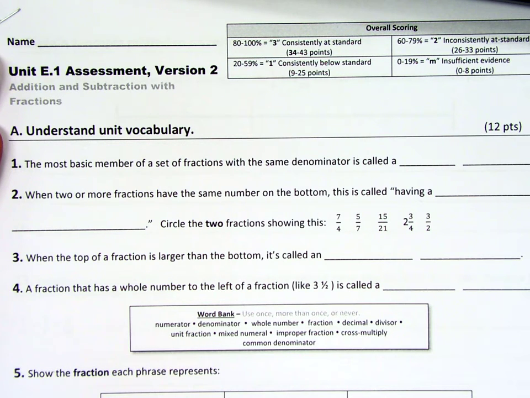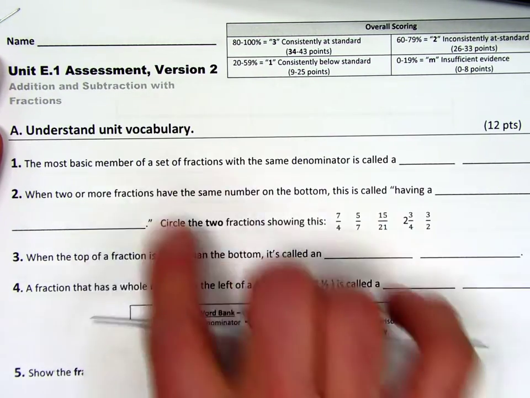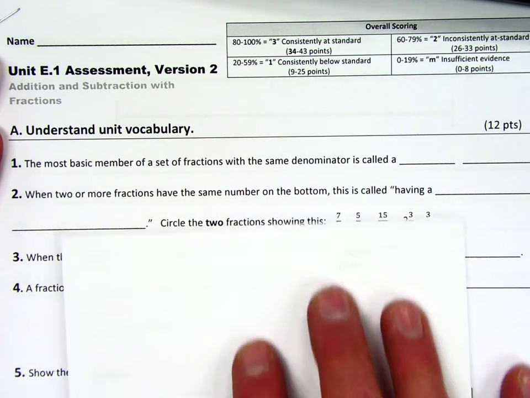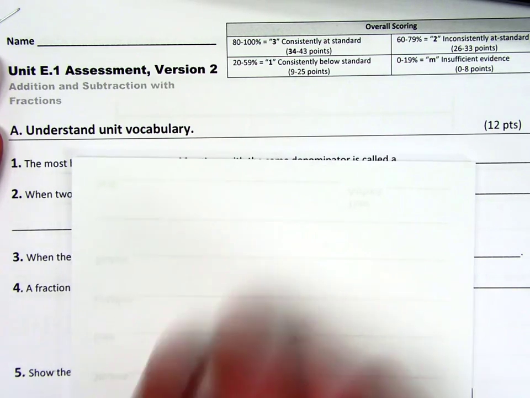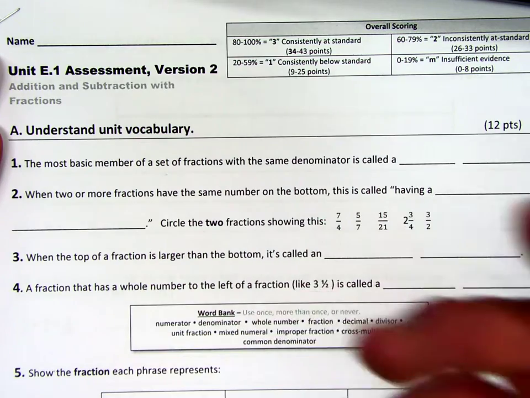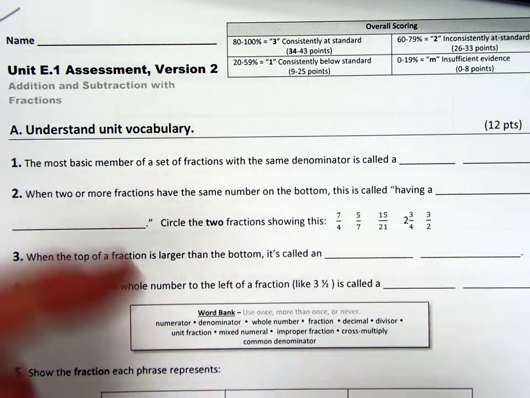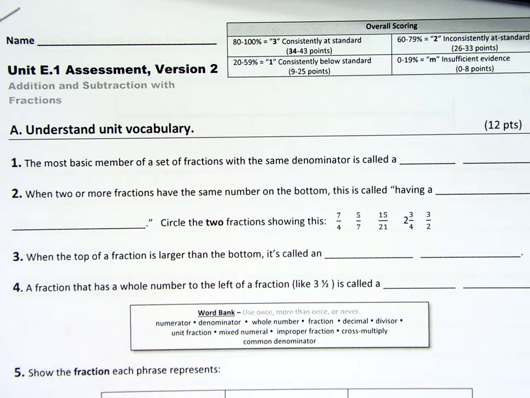Section A of Unit E1 is all about unit vocabulary. In class, we did a lot of work taking a whiteboard, and I would call out some of these terms and have the students practice writing them. So a good way to practice even before working on this would be to have some scratch paper and just make up terms and try to study them. So I'll go through what these answers are with some examples.